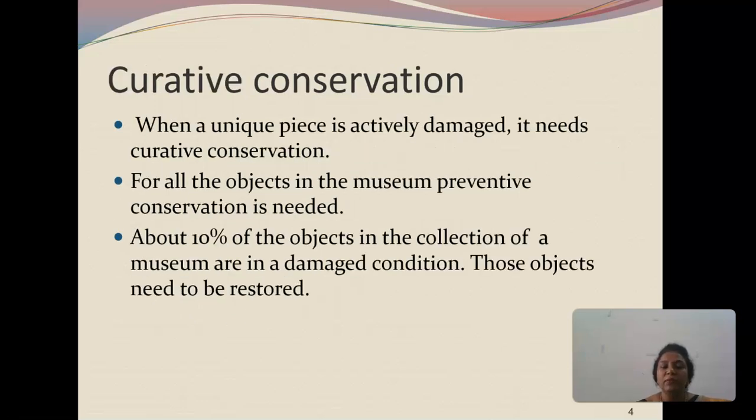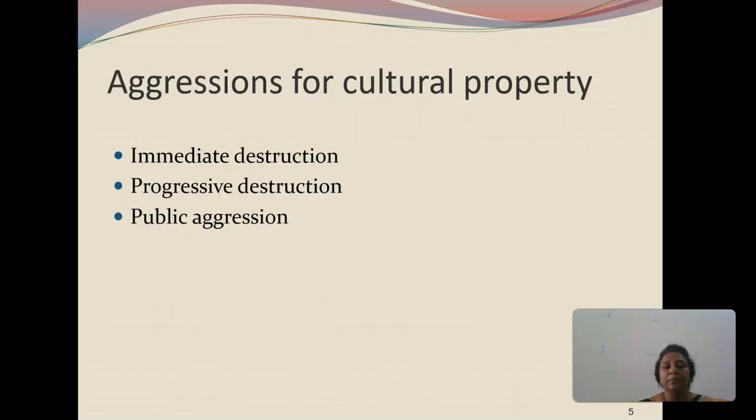Okay, first, curative conservation. When a unique piece is actively damaged, it needs curative conservation. For all the objects in the museum, we have to prevent them from decaying or from damaging. But if one gets damaged, then you need to do this curative conservation. About 10% of the objects in the collection of a museum are damaged for one reason or the other. So all these objects should be cured.